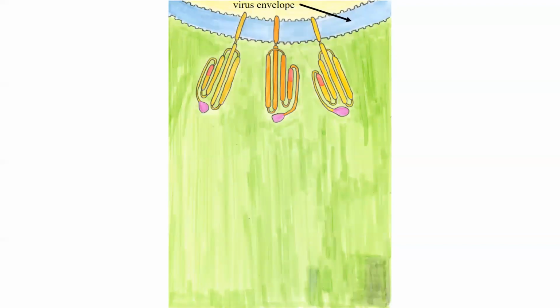The spikes projecting from the envelope of each SARS-CoV-2 virus are composed of three identical proteins, which will clump tightly together to form the spike proteins. Each of these three identical proteins is folded into a complex structure with four long, straight portions linked by hairpin bends.